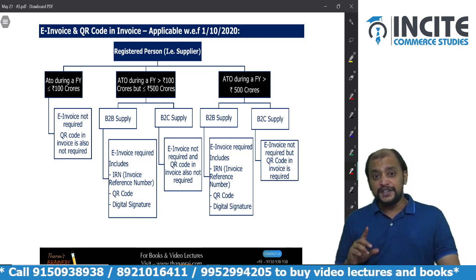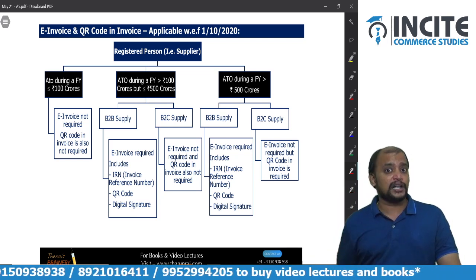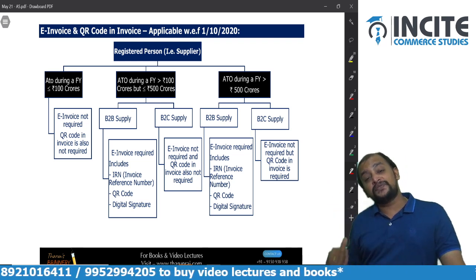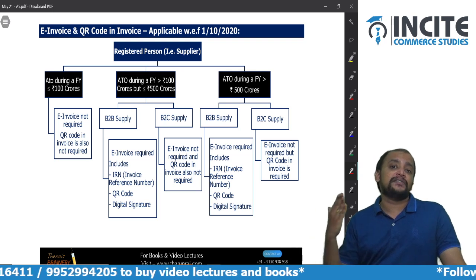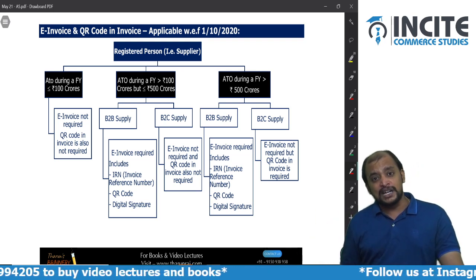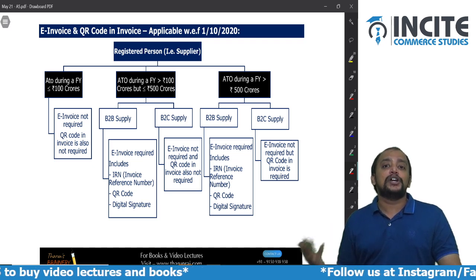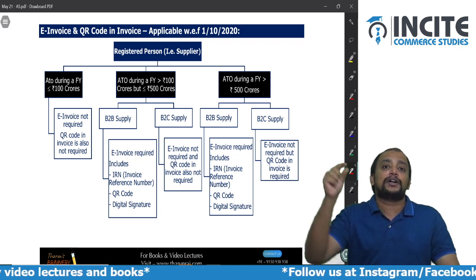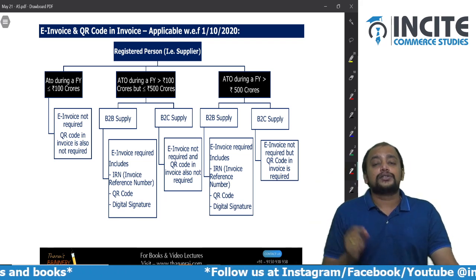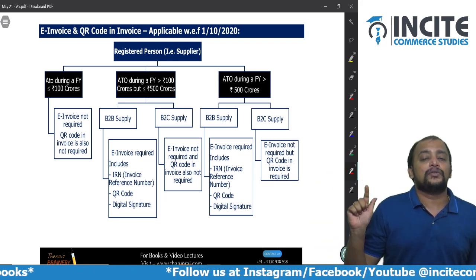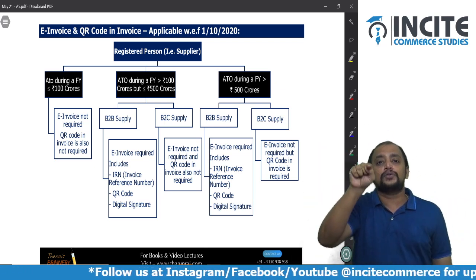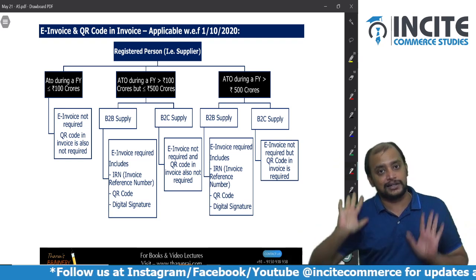Okay, if it is B2C, e-invoice is not required, even a QR code in the invoice is not required. Suppose the aggregate turnover during any previous year exceeds 500 crores: for B2B, e-invoice is required; in case of B2C, e-invoice is not required, but on the invoice we need to mention the QR code, just to check whether it is an authentic invoice or not. That QR code alone needs to be attached, a QR code image needs to be added, that's it.